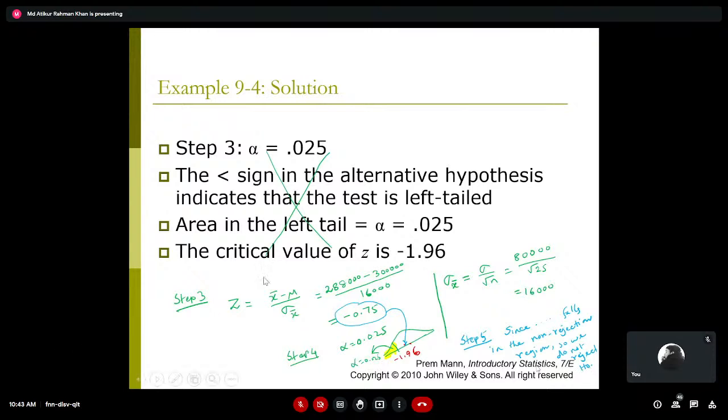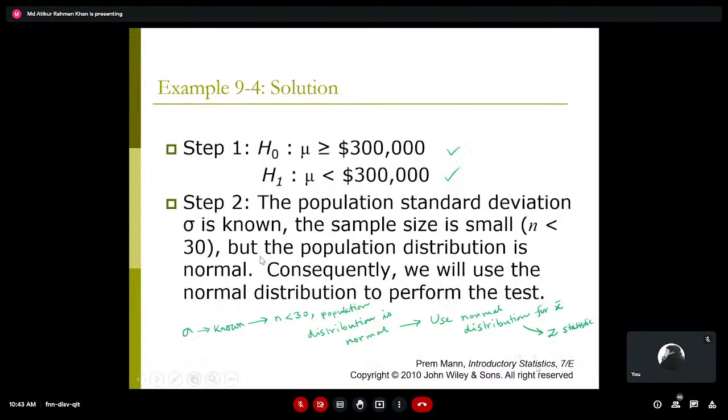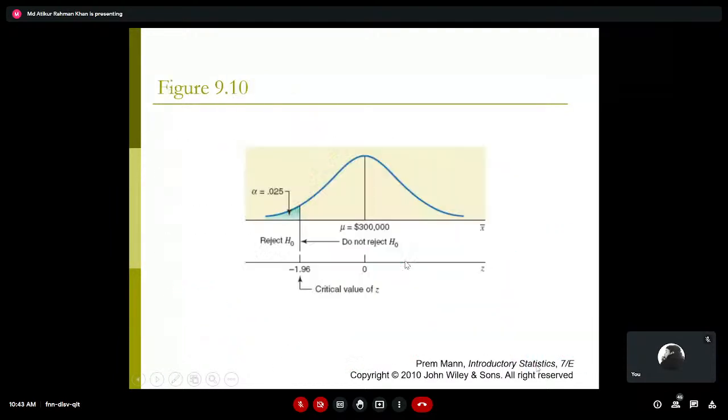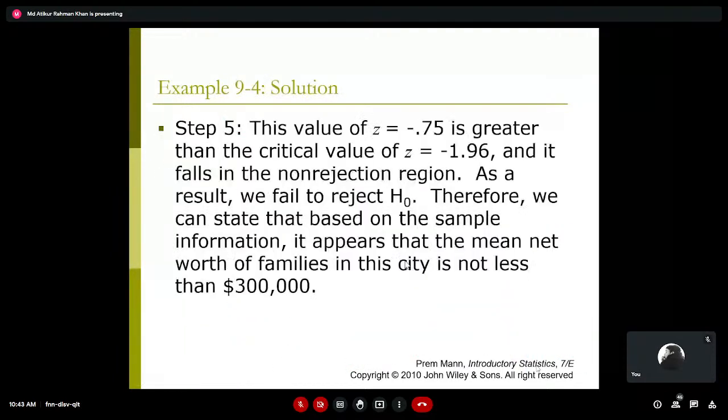Then what shall we do? We do not reject, which means we talk about the null. That is the conclusion. The null says more than $300,000. So you can now write the conclusion in that way. Therefore, we can state that based on the sample information, it appears that the mean net worth of families in this city is not less than $300,000.